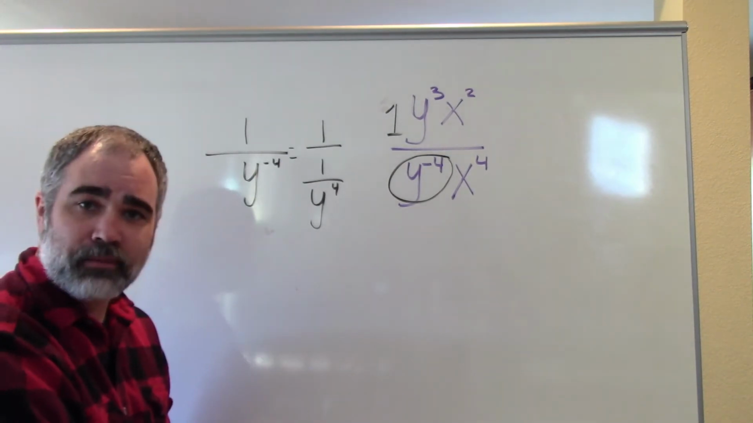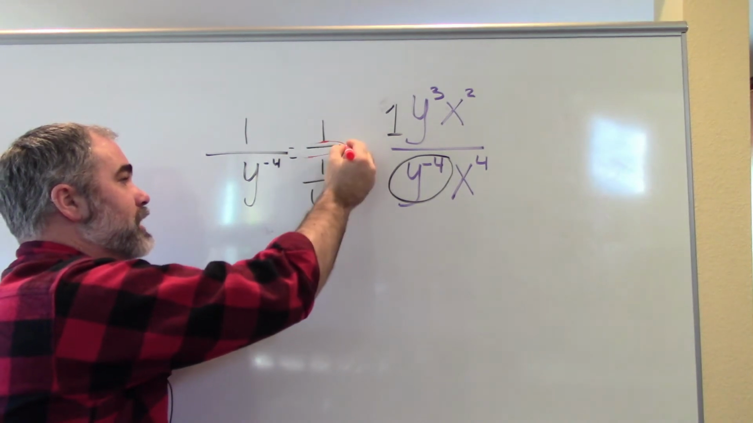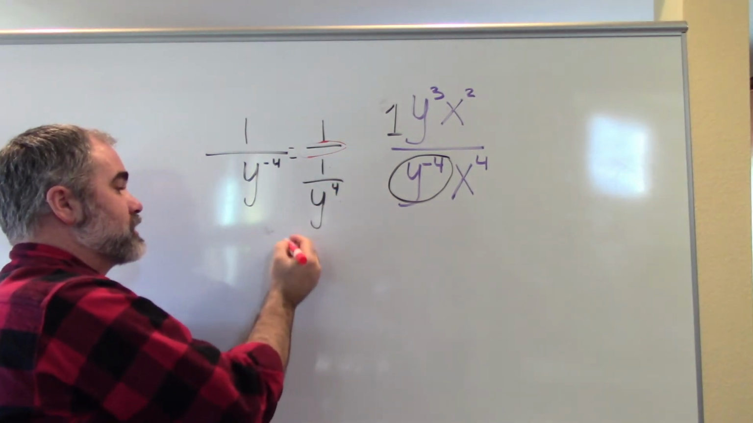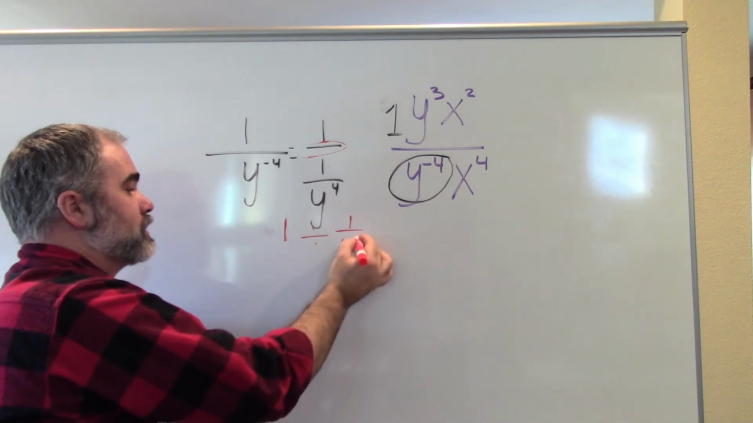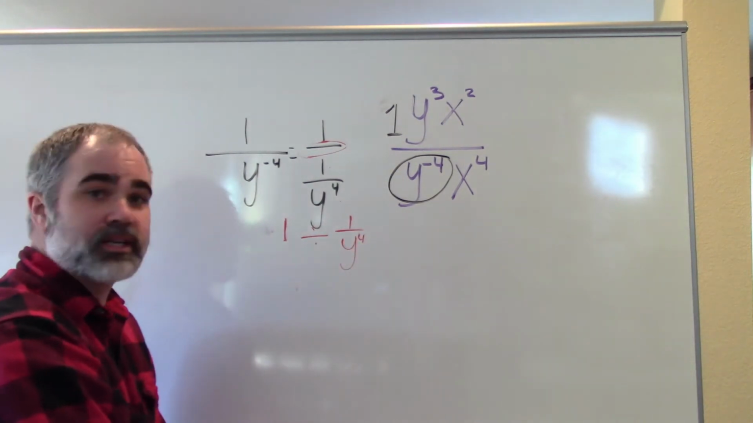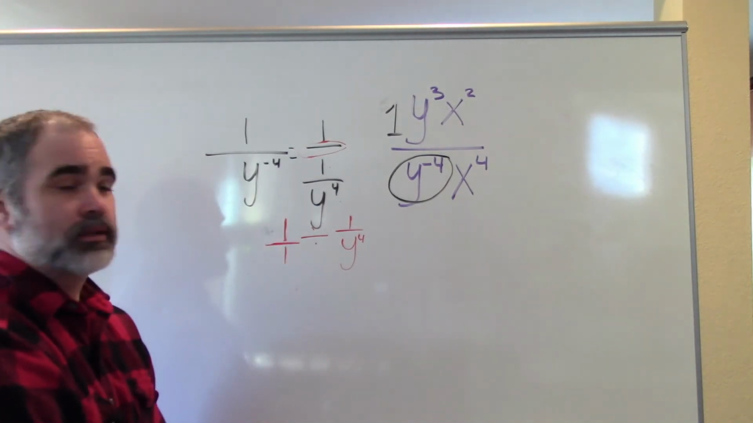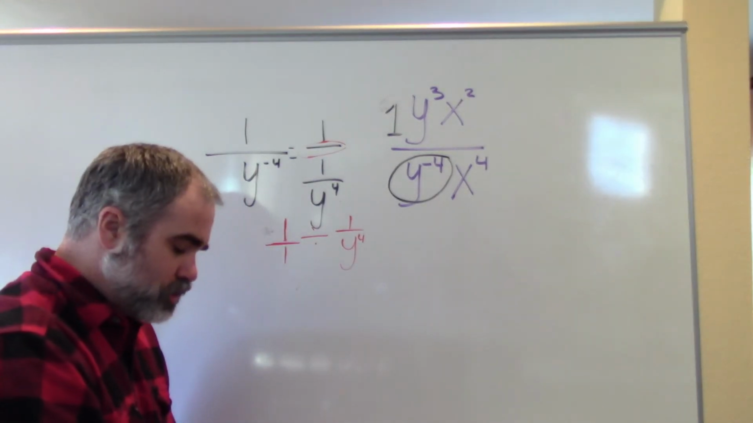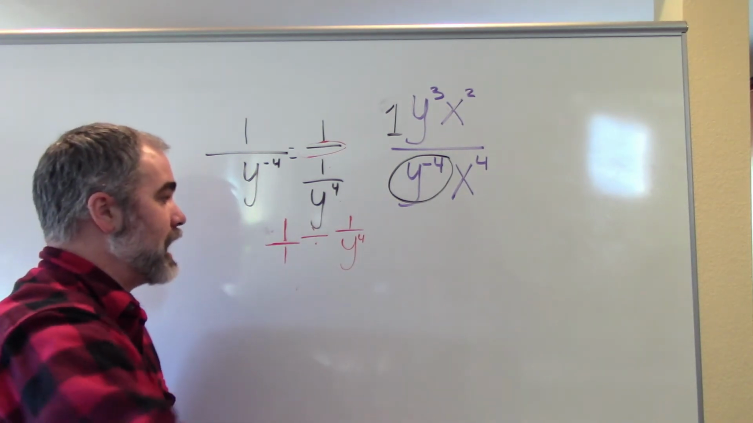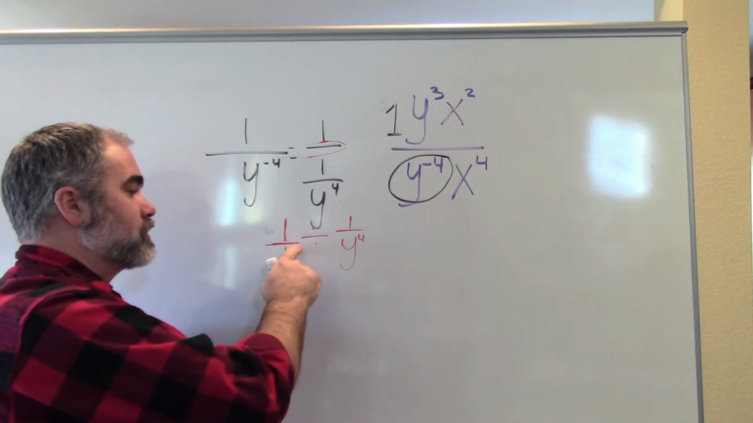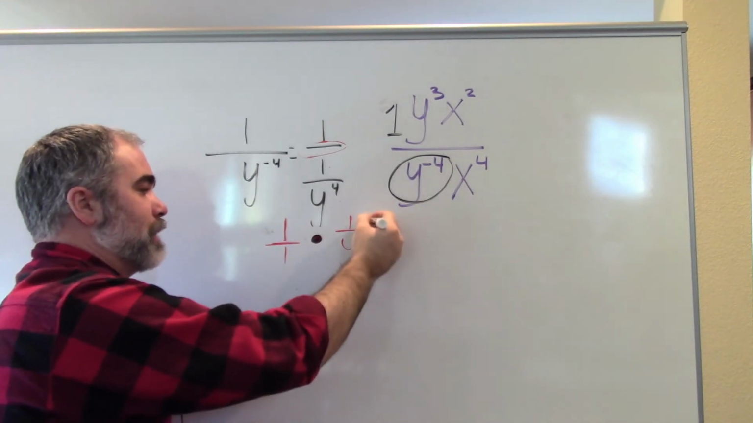This is a division problem, try not to get freaked out. I've got 1 divided by 1 over y to the fourth. This looks a little bit more familiar because we know how to divide fractions from 4th grade. We talked about this in previous videos, but you multiply by the reciprocal, or if you like better, you copy dot flop. Copy the first fraction, change this to a dot, and I flop the second fraction.